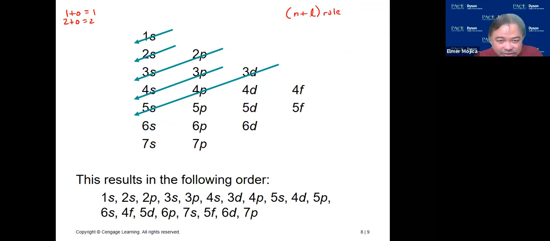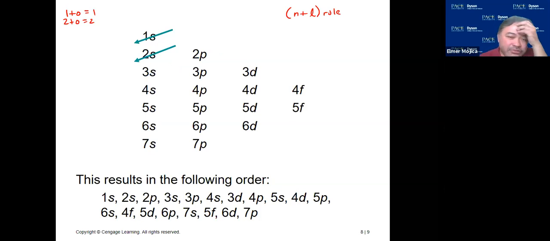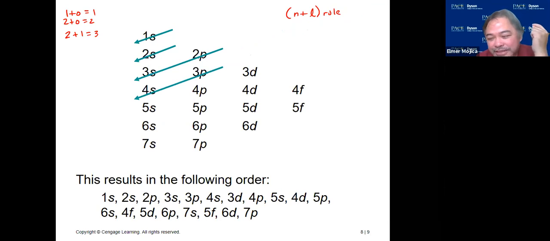As you could see here, between 2s and 2p, what do you have? 2p is 2 plus 1, that is equal to 3. So does it make sense that you fill up the 1s first and then you go to the 2p? Right? Now, where does this anomaly come in? This one.